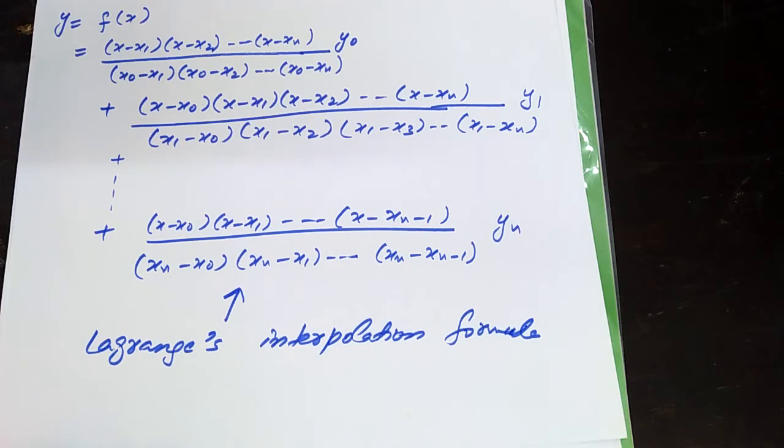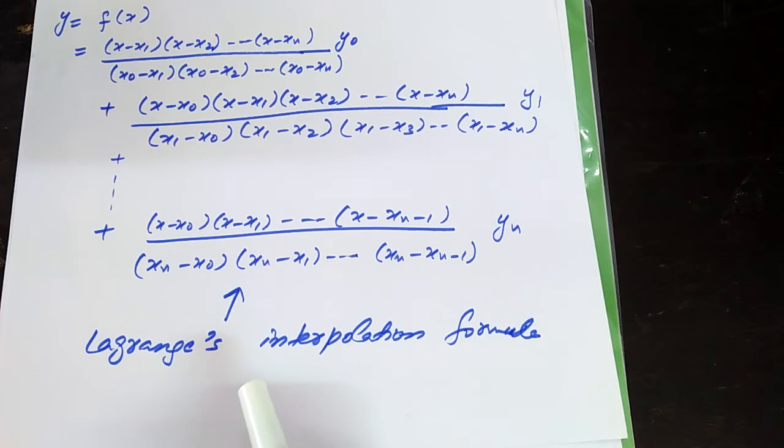Now it has some drawbacks as well. This formula has a drawback that if another interpolated value is inserted in the table, then the interpolation coefficients are required to be recalculated. This is the only drawback of the Lagrange interpolation formula. So let's move on to the example.